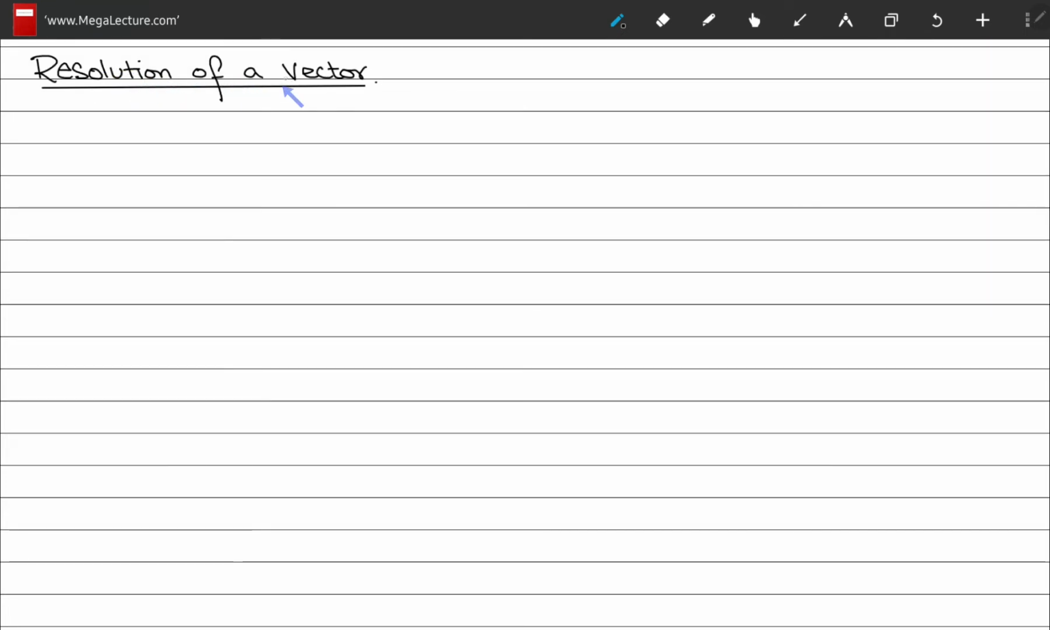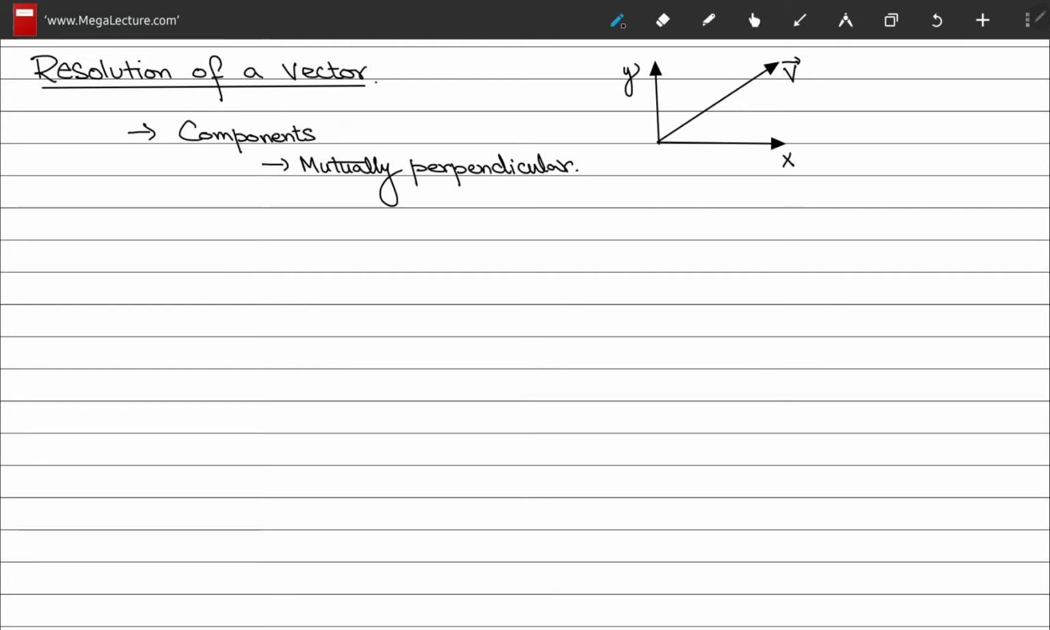Moving on, let's talk about the resolution of a vector, or how we resolve a vector. So when you resolve your vector, what you get is what is called the components of that vector. So that means that if you are resolving your vector, then you're obtaining the components of that specific vector. Now these components that you get after resolving a vector must be mutually perpendicular, right?